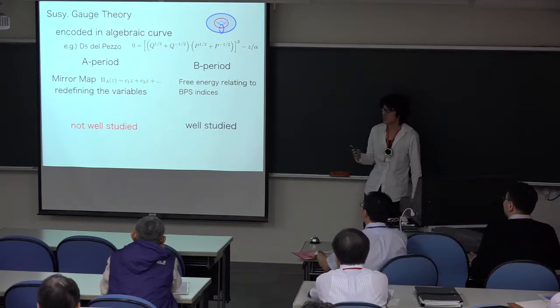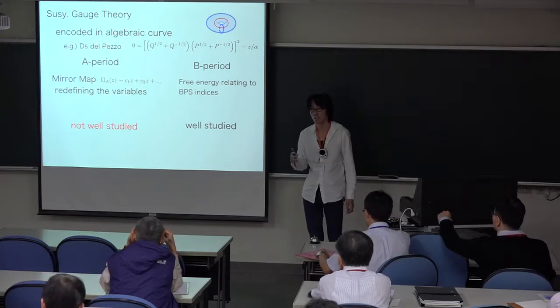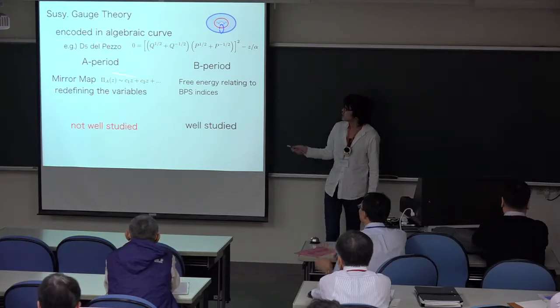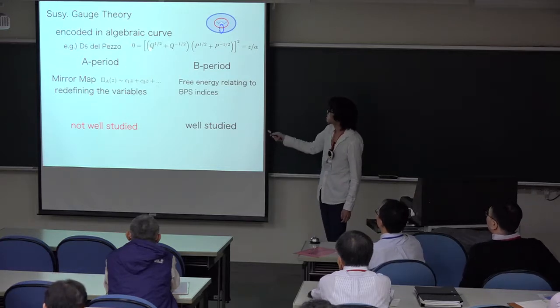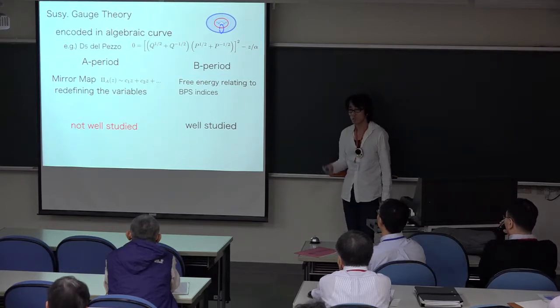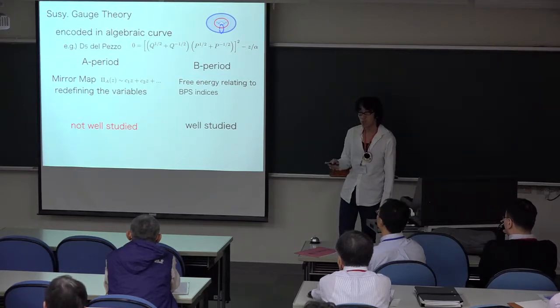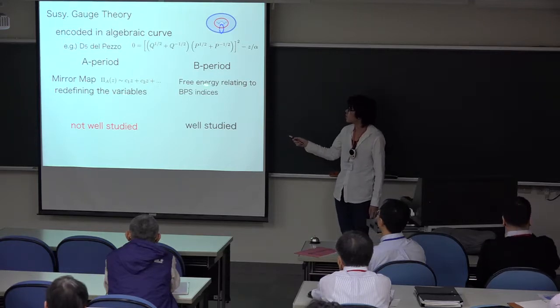The dynamics of the supersymmetric gauge theory is sometimes encoded in an algebraic graph called a Seiberg-Witten curve or spectral curve. This is one example of the spectral curve, called the D5 tilted geometry, given by this algebraic equation. This curve is a genus one two-dimensional object, so that we can define two kinds of cyclic integrals called the A period and the B period.